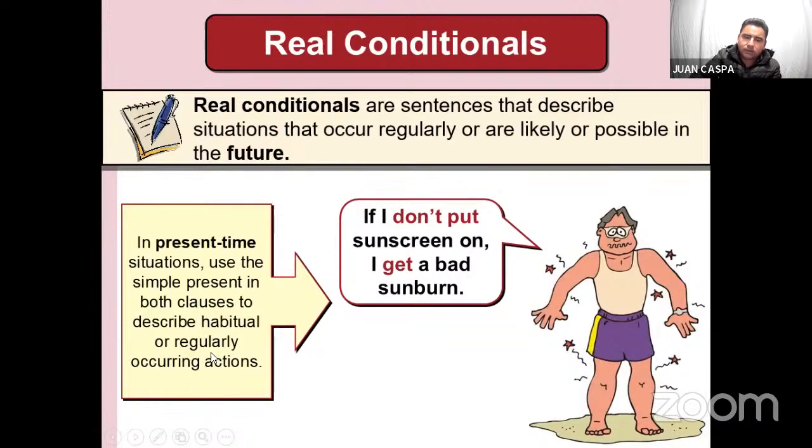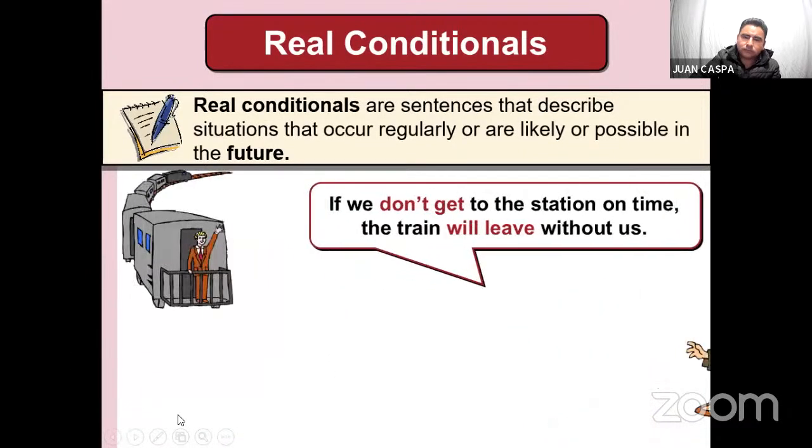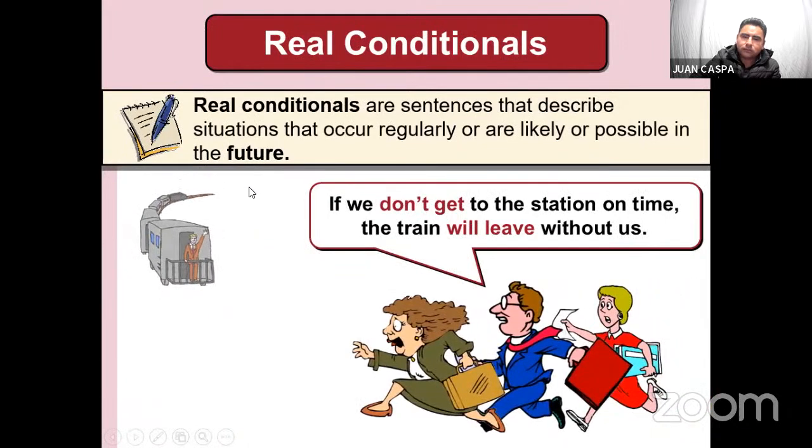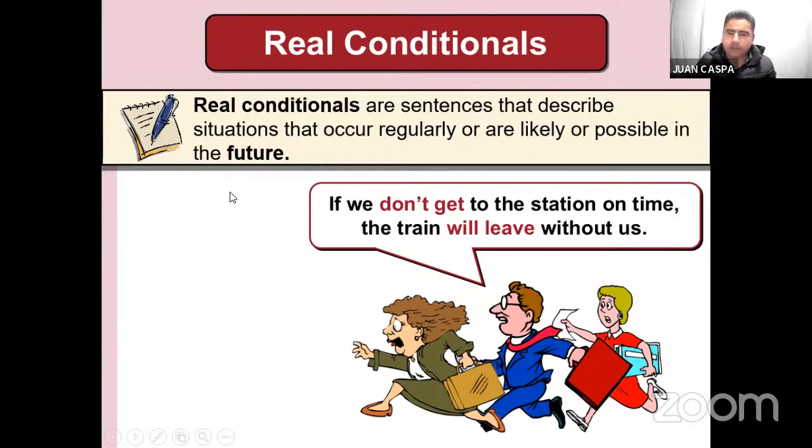So simple present and simple present. Okay, usually we use this to describe situations that occur regularly or are likely or possible in the future. Right? If we don't get to the station on time, the train will leave without us, right? Also, we have in this case in present, and this is the main clause and the result clause, if I can explain that, right?